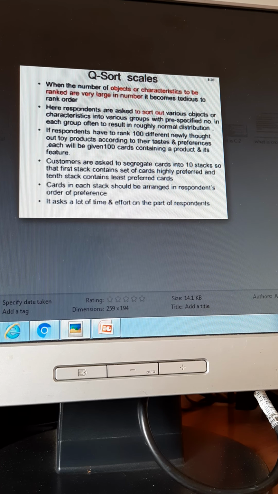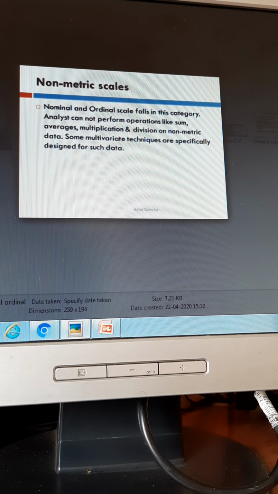All of you are given numbers. Each one of you has a number. Can I subtract? It doesn't make any sense. 1 to 60 are the numbers given to you all. So this scale, nominal and ordinal scale, doesn't lend itself to finding average, multiplication, and so on and so forth.